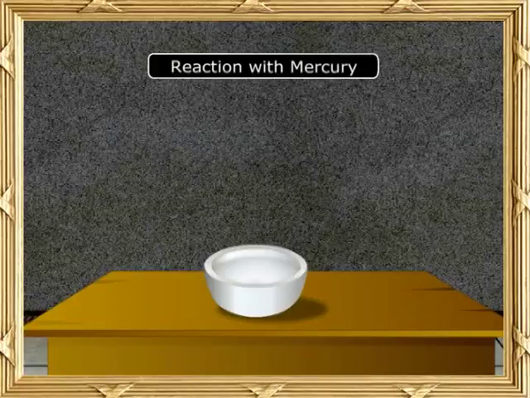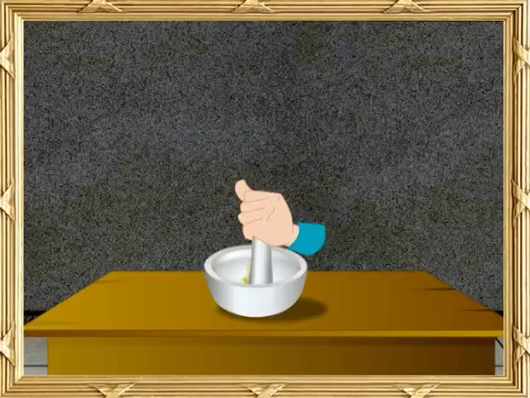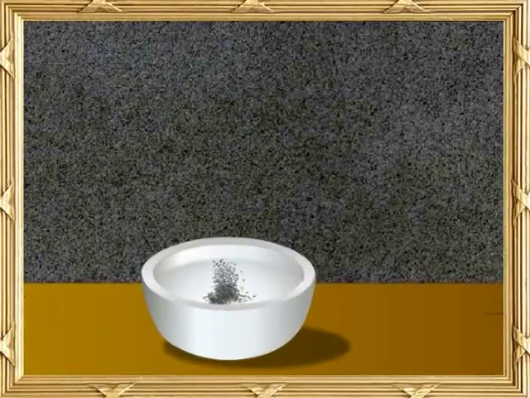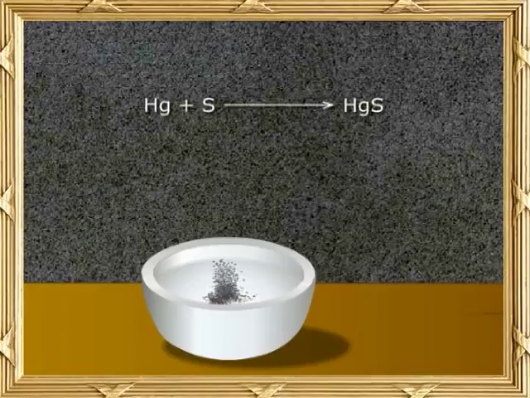Reaction with mercury. See this mortar? It contains a drop of mercury. Now let's add some sulfur powder. Grind it well. See, a black powder is formed. You know what this is? It is mercuric sulfide, which is black in color. That is, Hg plus S will give you HgS.